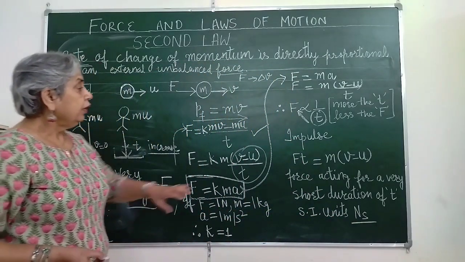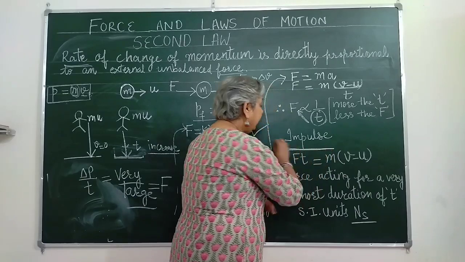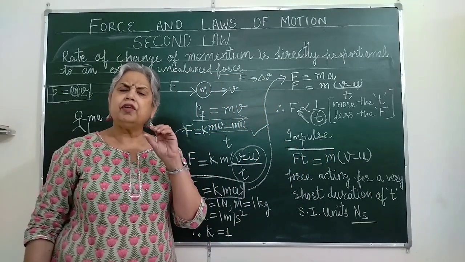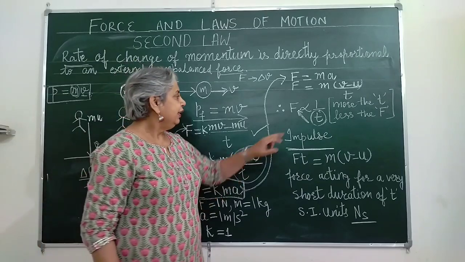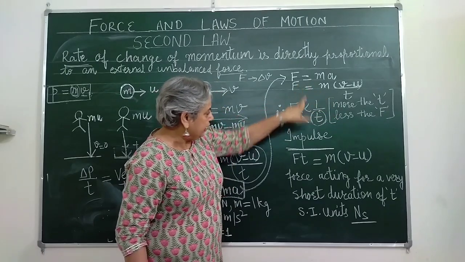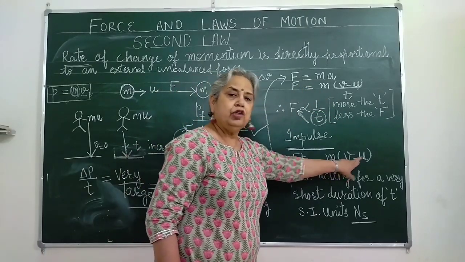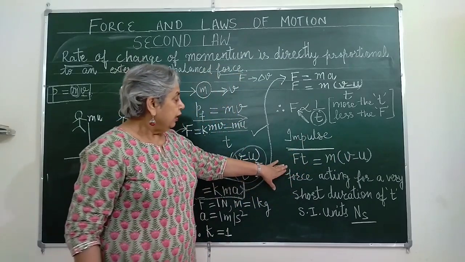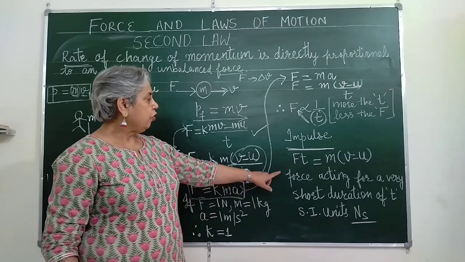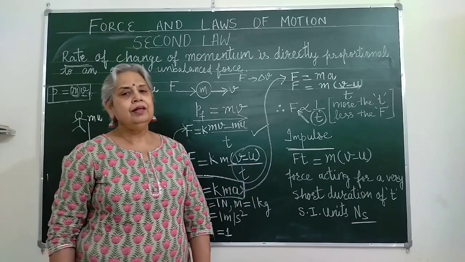Now what is impulse? Impulse is a force acting for a very short duration of time. It is F into T. So F into T is equal to mv minus mu. So force acting for a very short duration of time is called impulse and its units are Newton seconds.